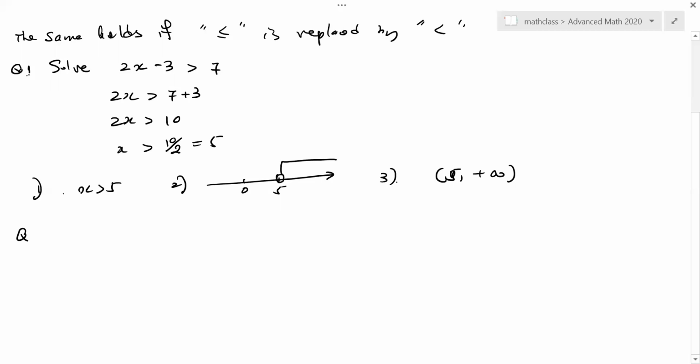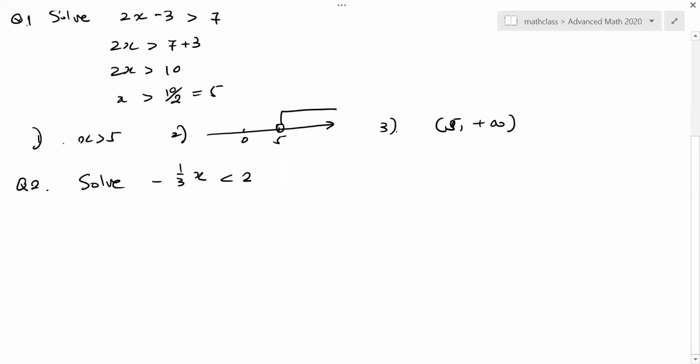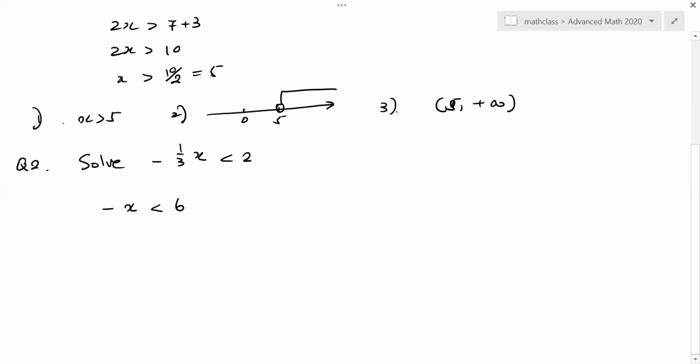The second problem is this inequality. Now, here we have to be very careful. This is the place people usually make mistakes. Step by step, you multiply both sides by 3. So you get negative x less than, not multiplying by a negative number but the positive number 3, so it'll be 6.